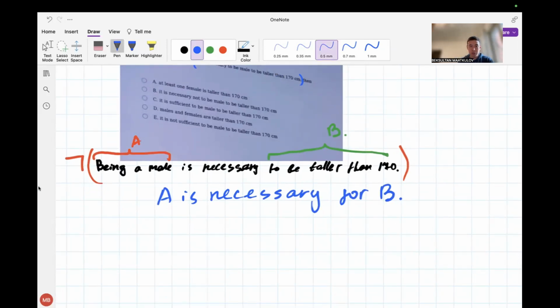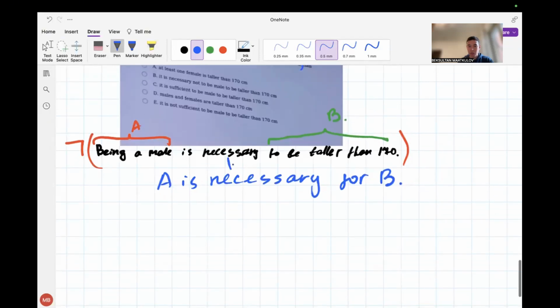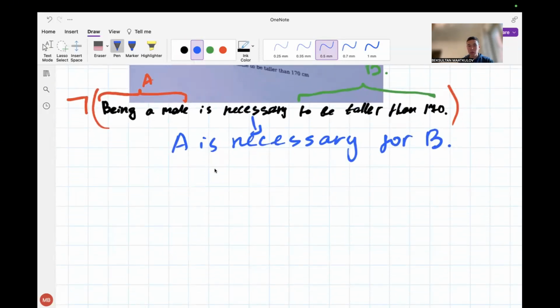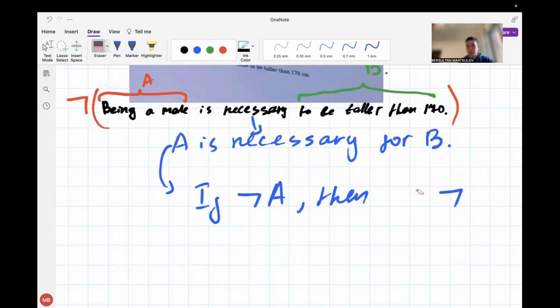But for now, let us forget about negation and let's concentrate on the statement itself. So basically, being a male is necessary to be taller than 170 centimeters. This is the same as A is necessary for B, right? So since A is necessary for B, we can come up to this conclusion. If not A, then not B. Right? If A is necessary for B, without A, you cannot receive B. So if not A, then not B.